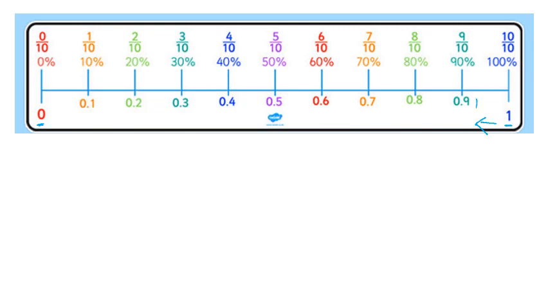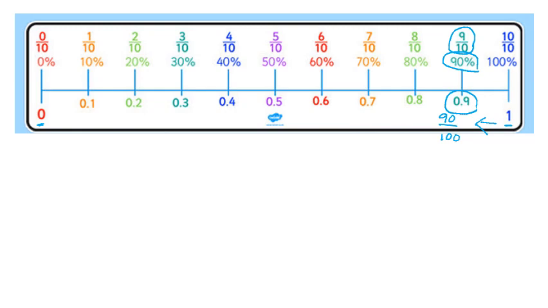So 0.9 is less than 1, and that means the same as 90%, which also means the same as 9 over 10, which also means the same as 90 over 100. All the same. So they've taken this number line and they've split it up into tenths.